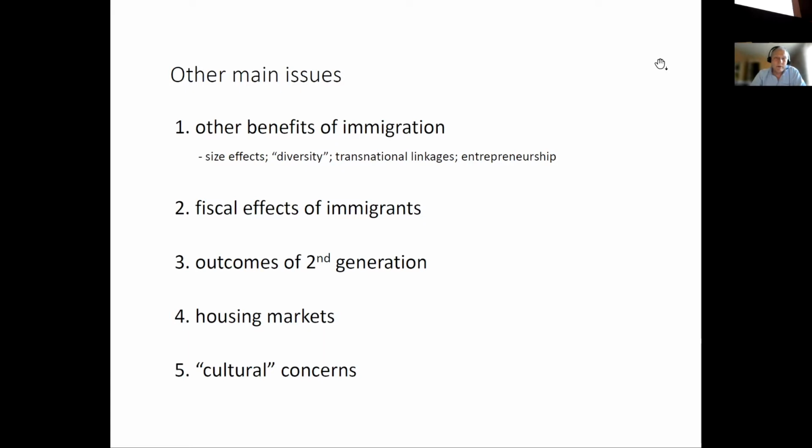So let me briefly then, in my last couple of minutes, just talk very, very quickly about a couple of other issues. Other benefits of immigration, fiscal effects, outcomes of second generation, housing markets, cultural concerns. These are all quite important things. On the other benefits of immigration, it's, I think, becoming clear from studies in the US that immigrants bring some additional benefit apart from other things that you might think. And that's often associated with very specific characteristics of selective groups of immigrants.